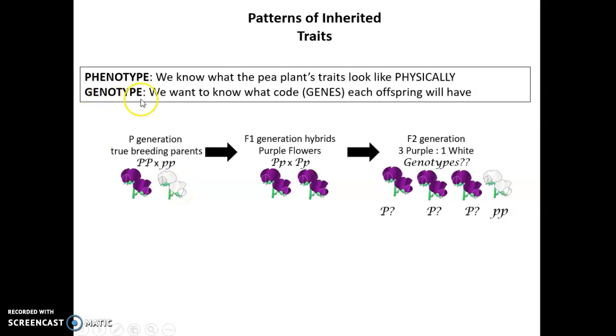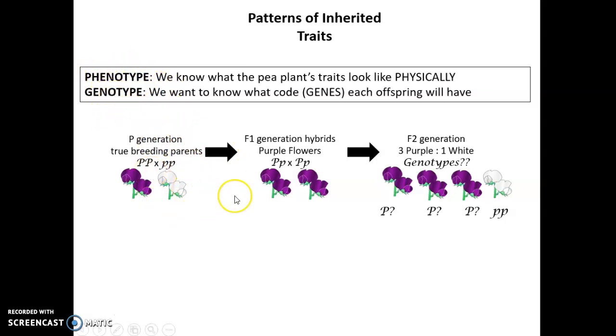Now the genotype is going to be what genes we're looking at. So phenotype, that PH, you can think of physical, and genotype, you can think of gene. So what are the genes, or what are the alleles that we're looking at? Down here in the true breeding parents, we have true breeding purple. Purple would be the phenotype, and white would be the phenotype of the other parent.